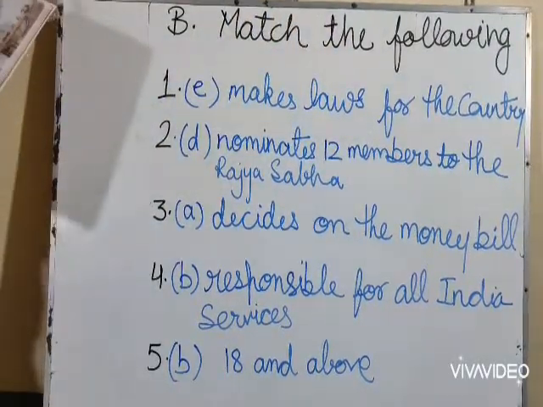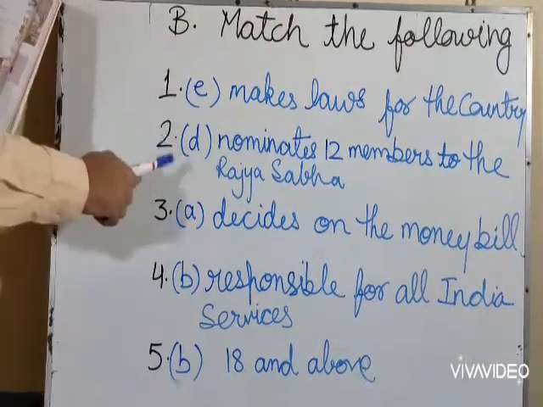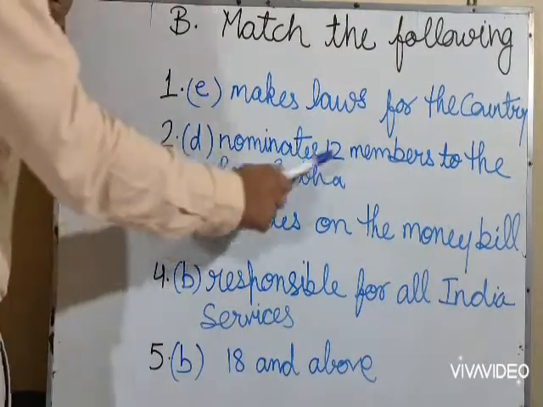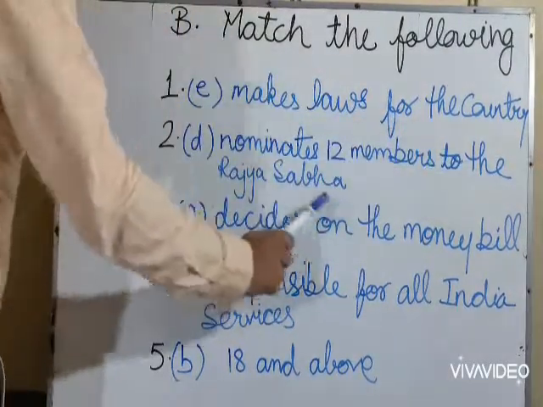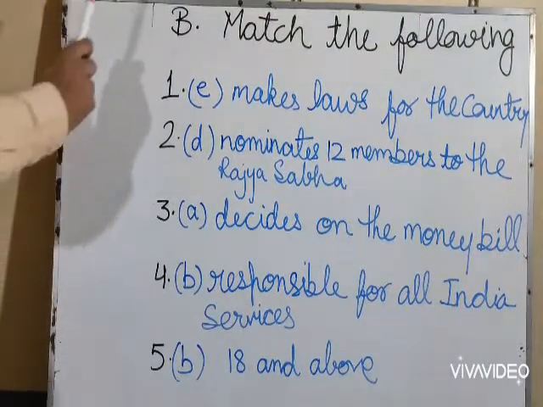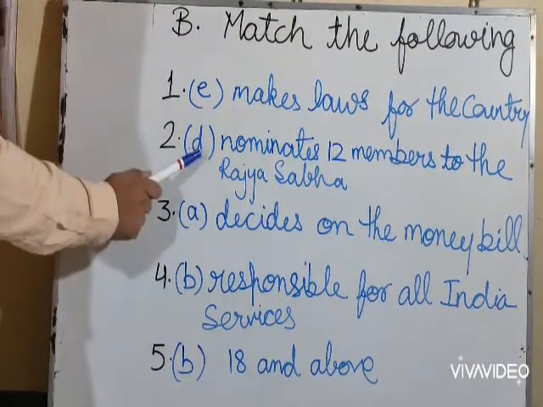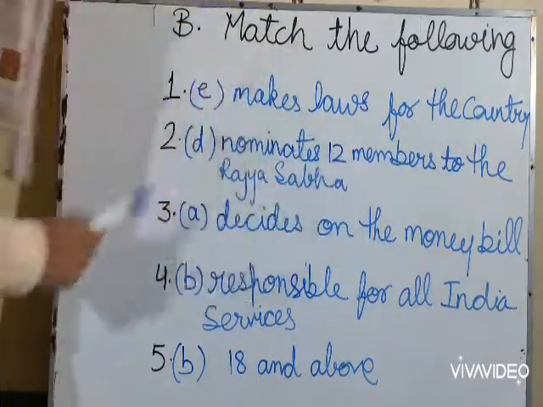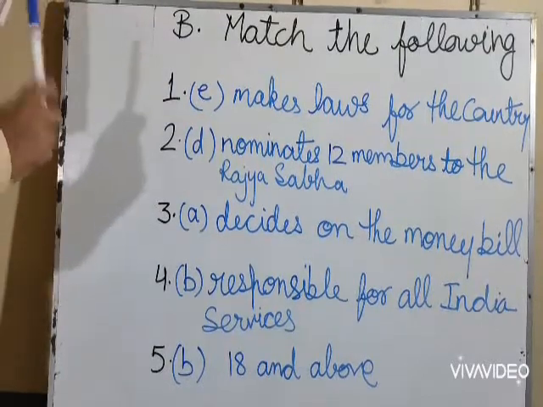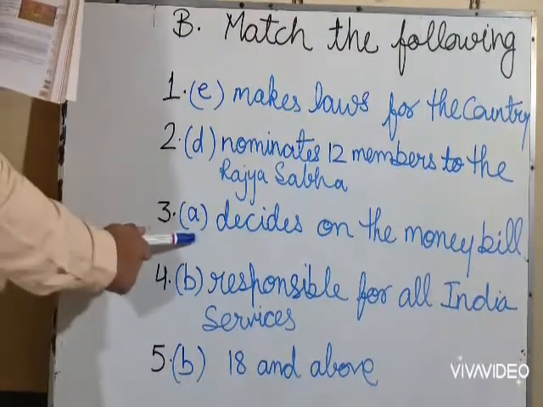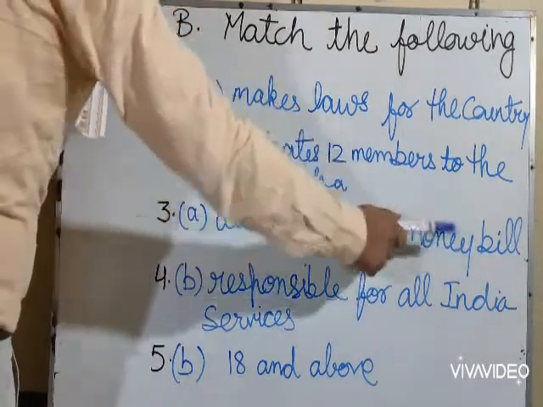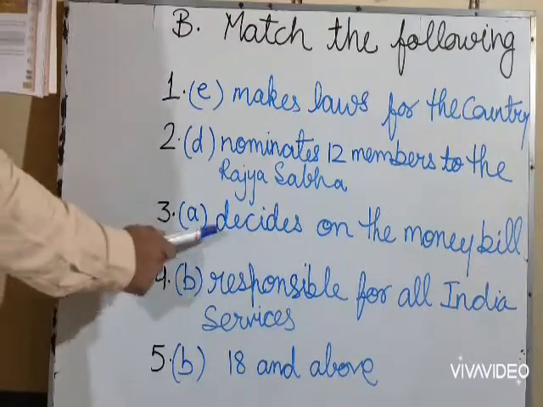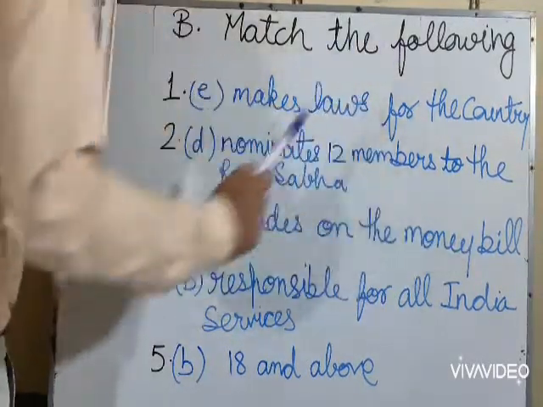Now, B2, President. Answer is D, nominates 12 members to the Rajya Sabha. B3, the Speaker. Answer is A, decides on the money bill.